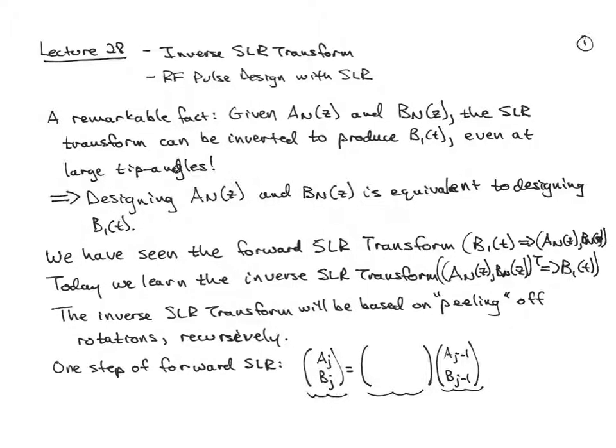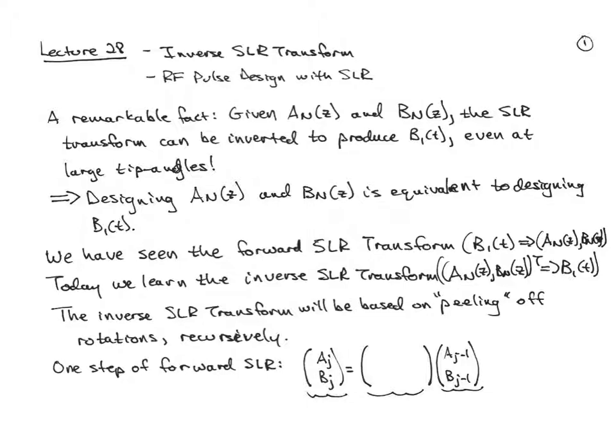In the last lecture, we talked about how you can take an RF and gradient waveform pair and compute the forward SLR transform of that pair so that you can calculate its spatial or spectrally selective profiles. In this lecture, we're going to go the opposite direction.